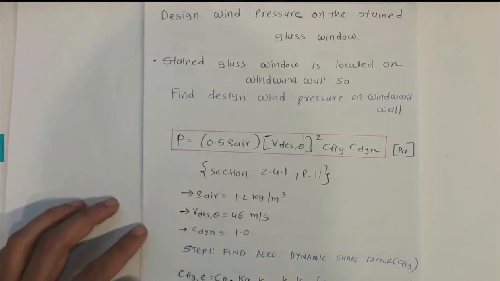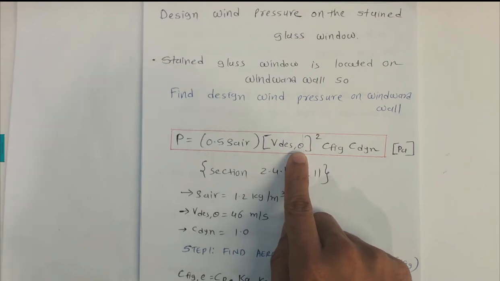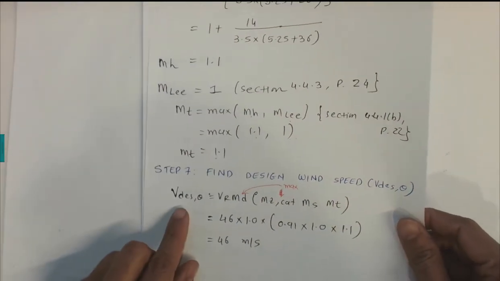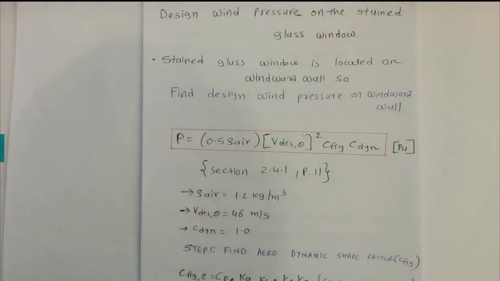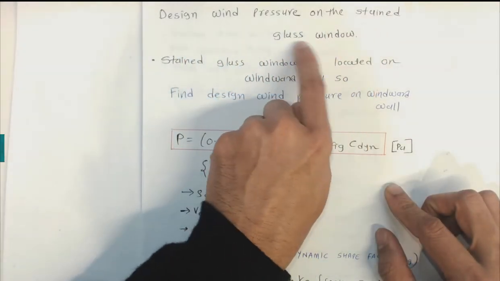Continuing from the previous video, where we calculated the design wind speed, V design theta, of 46 meters per second. Now in this video we would like to find the design wind pressure on the stained glass window.